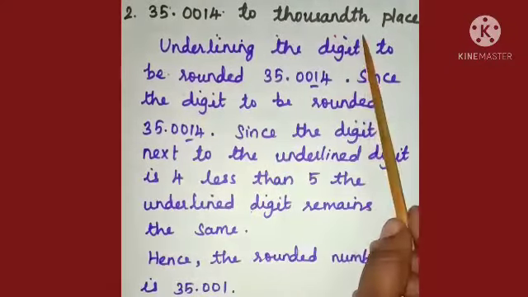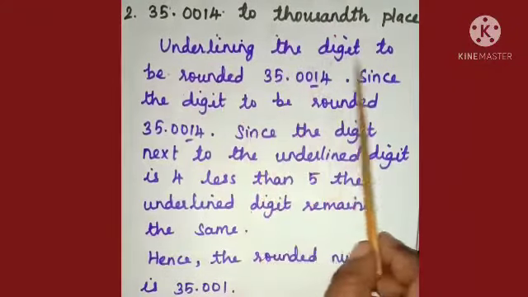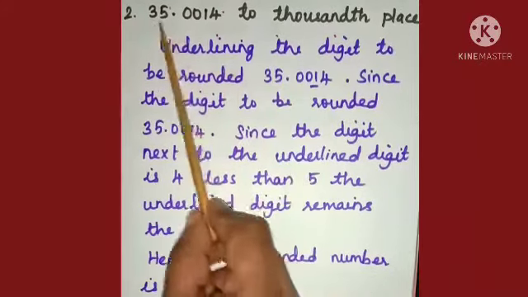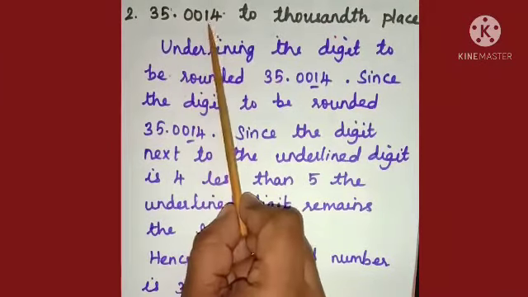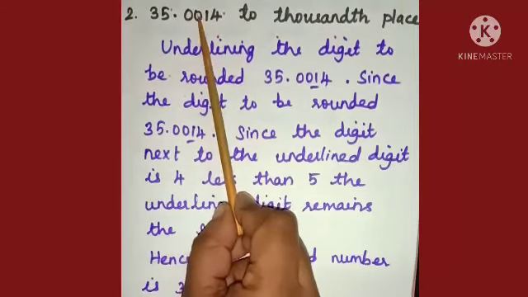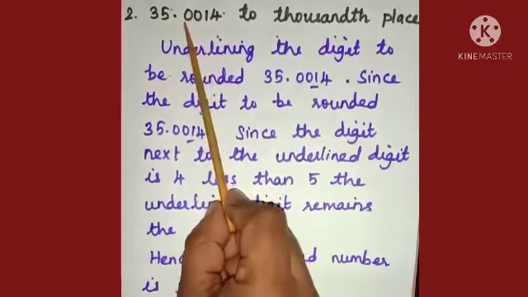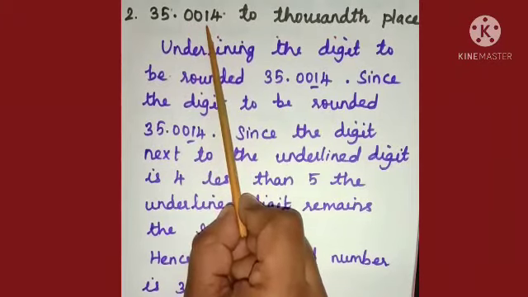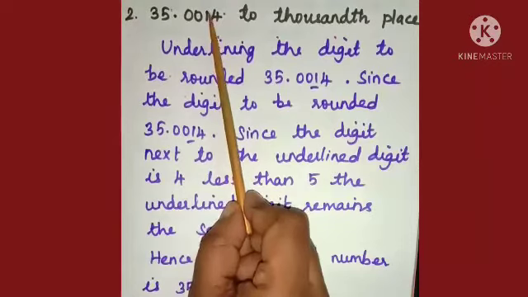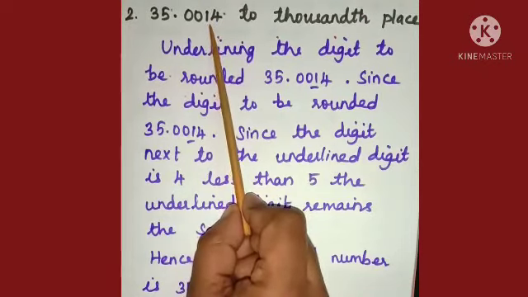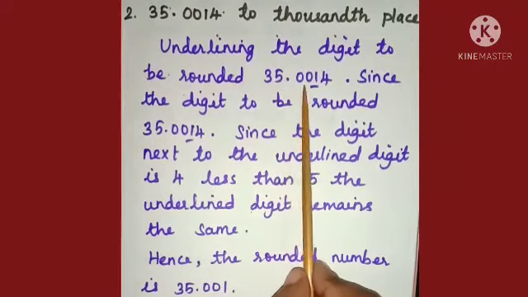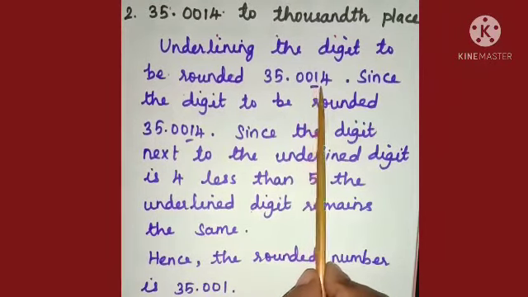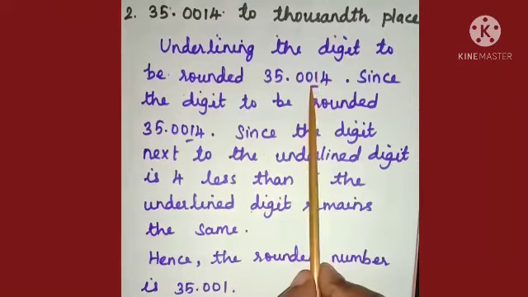Round 35.0014 to the 1000th place. So now underline the digit to be rounded. So here this is the whole part and the decimal point. After the decimal point, the part is said to be the decimal part or fractional part. And here 10th, 100th, 1000th. So which digit is in the 1000th place? 1. So underline the digit 1. Okay, underlining the digit to be rounded in 35.0014, we underline the digit 1.